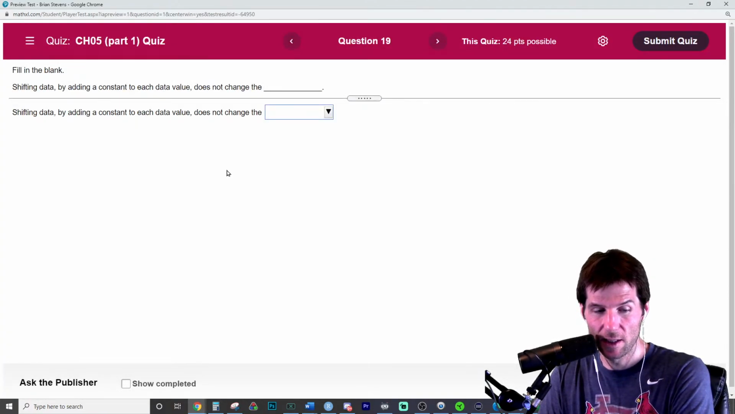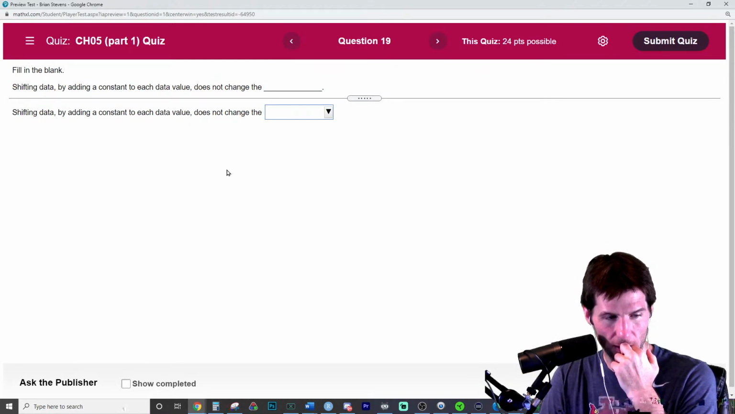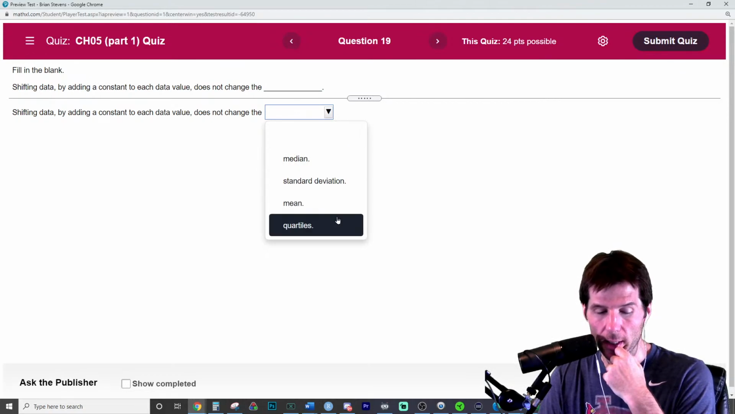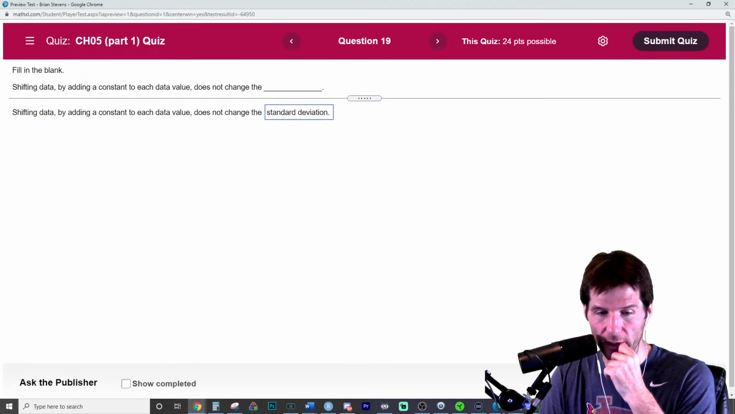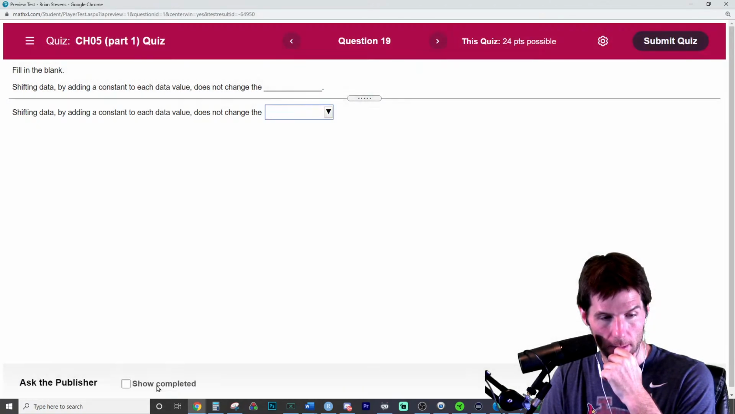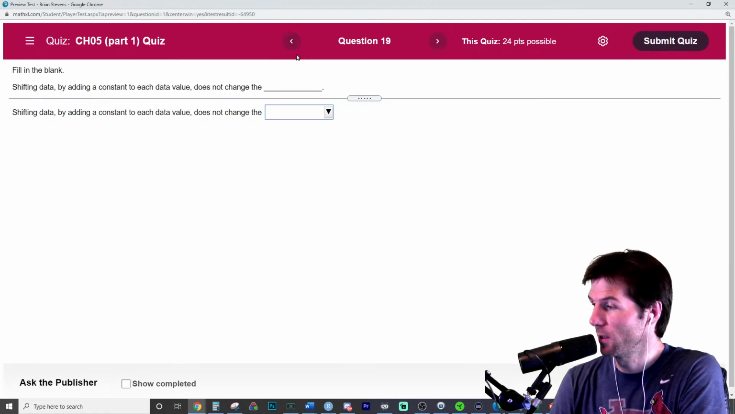Shifting data by adding a constant to each value does not change... I think this is the same question. But adding a constant does not change the what? So it would not change the spread, standard deviation. This might have multiple versions. No, it's just one version. Put it on here twice by accident.